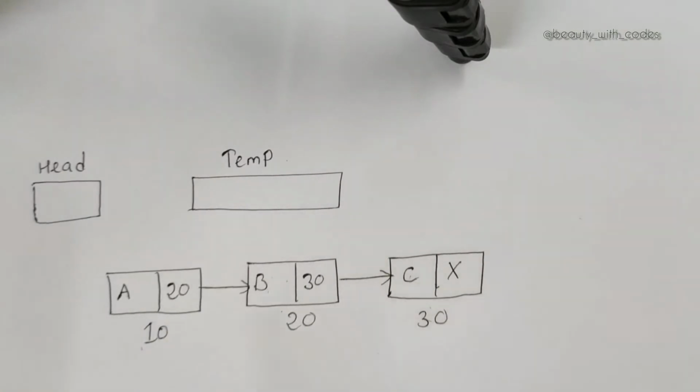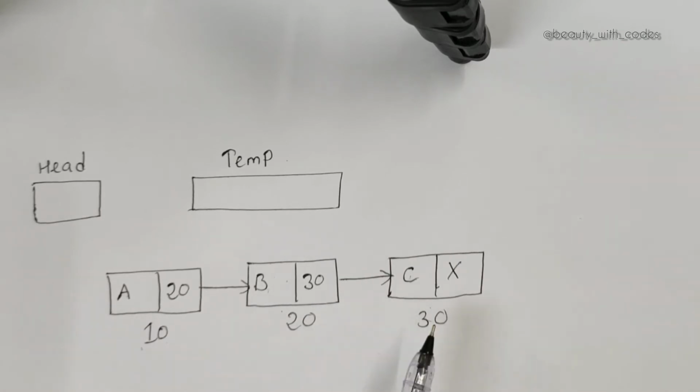So guys, we have 3 nodes in our linked list: first, second and third. First we should focus on the data part. The data part of the first node is A, the data part of the second node is B, and the data part of the third node is C. What is the address of each node? The first is 10, the second is 20, and the third is 30.